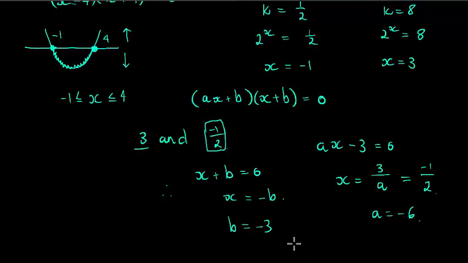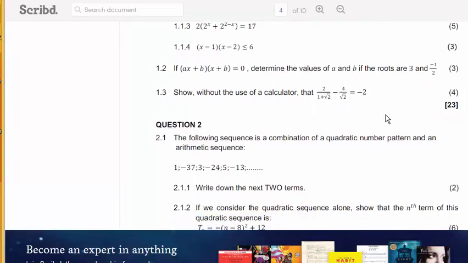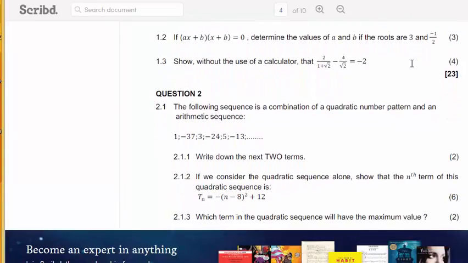So, looking at it again, it's not such an ugly question, but that would be my response. But there was some problem with it. I can't remember exactly what it was, but I'm not going to go into that. The next question: show without the use of a calculator that thing.